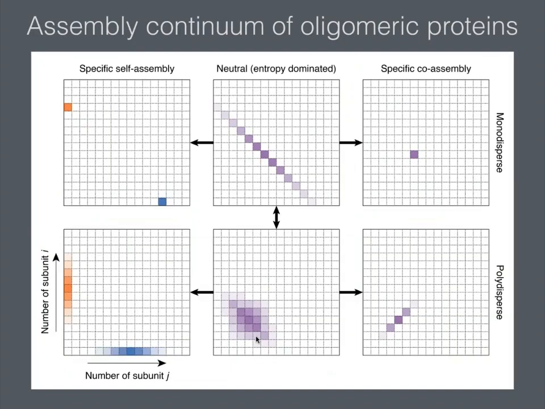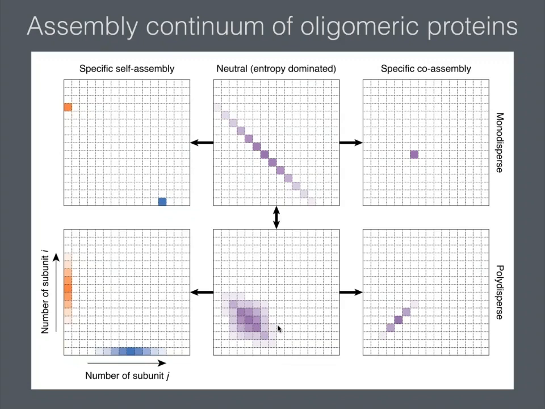So I'd like to just finish and describe a little bit the idea of a continuum of protein assembly. What I've showed you here is a situation where two proteins, so I would indicate that with number of subunits of I, number of subunits of J, have co-assembled to form a distribution of oligomers, and one that's essentially just what you might expect statistically.